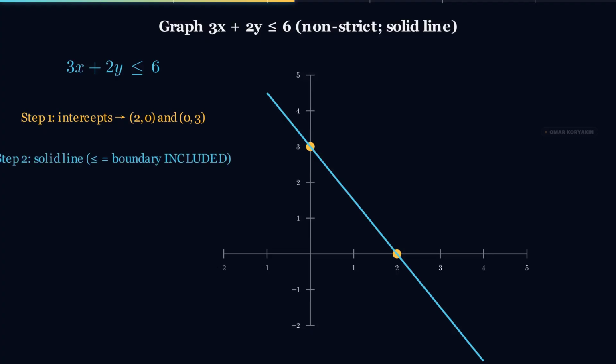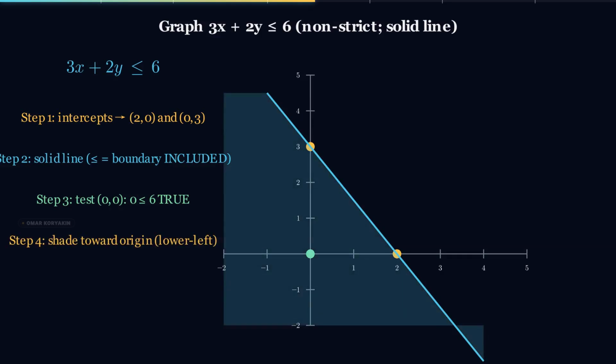Step 2. Pick a test point not on the boundary line. The origin (0, 0) is not on the line because plugging in gives 3 times 0 plus 2 times 0 equals 0, and 0 is not equal to 6. So the origin is a valid test point. Step 3. Plug the origin into the original inequality 3x plus 2y less than or equal to 6. Substitute x equals 0 and y equals 0. 3 times 0 plus 2 times 0 equals 0, and 0 less than or equal to 6 is true. The origin satisfies the inequality, so shade the half plane containing the origin.